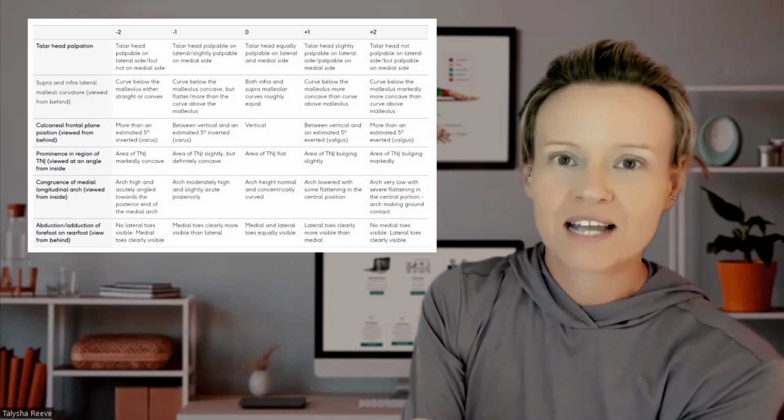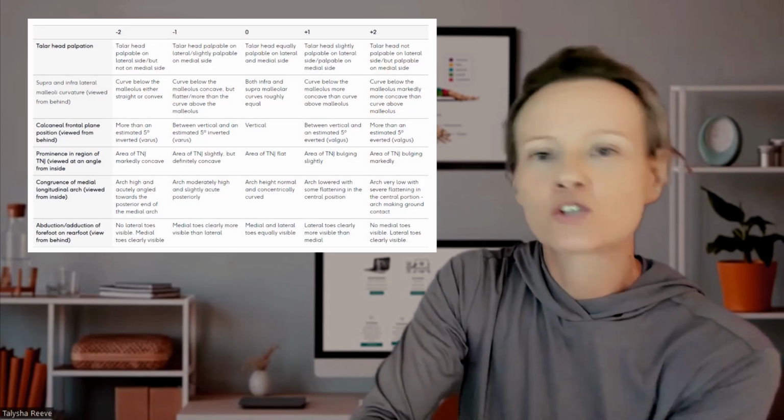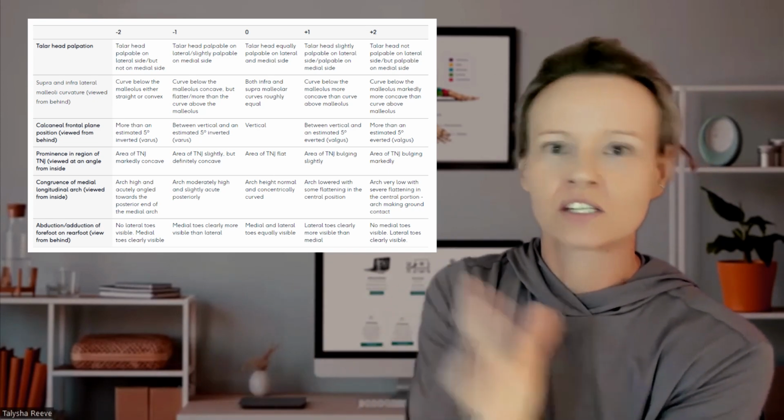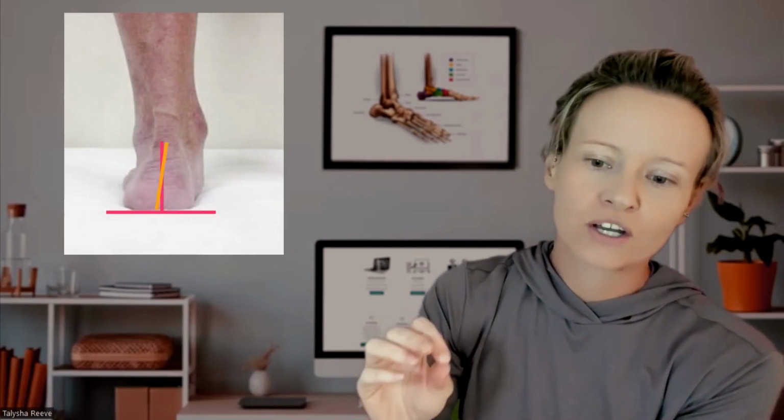Now, there are 6 criteria that formulate the foot posture index. So we assess 6 different areas of the foot. The first is talar head palpation. Then the second is the supra and infralateral malleoli curvature that's viewed from behind. Thirdly, we look at the calcaneal frontal plane position. To assess the frontal plane, this is done perpendicular, so we view this from behind as well.